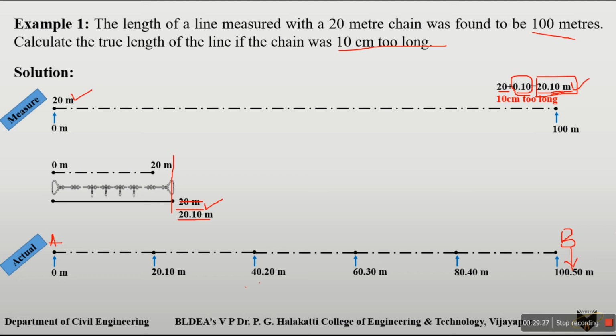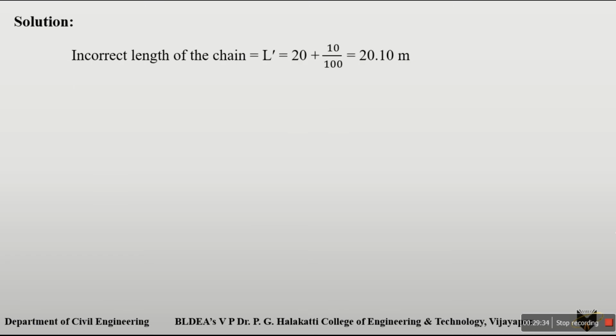I solved it by using these animations. So our formal solution is like this. We can write that directly. Incorrect length of the chain, that is L dash, is equal to 20 plus 10 divided by 100, that is equal to 20.10 meters. The 20 has a 10 centimeter error, divided by 100 so that it will be in terms of meters. We'll get L dash is equal to 20.10 meters.